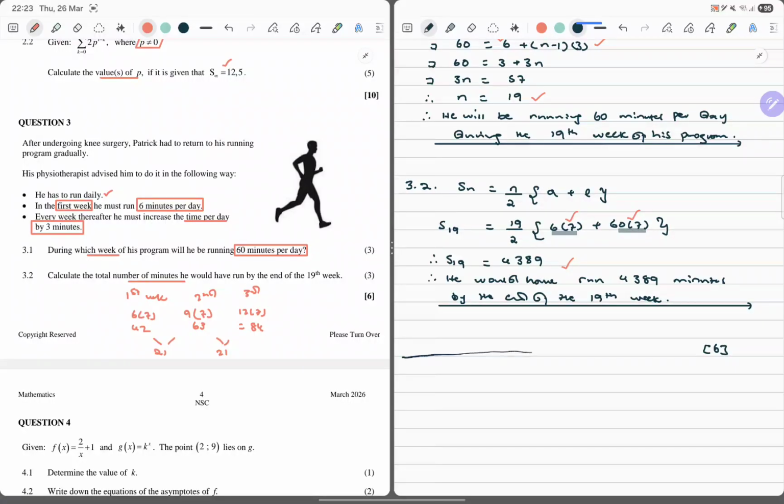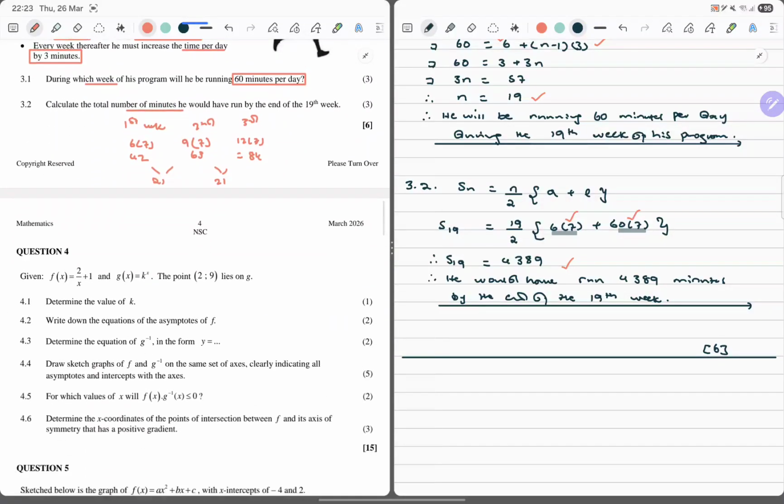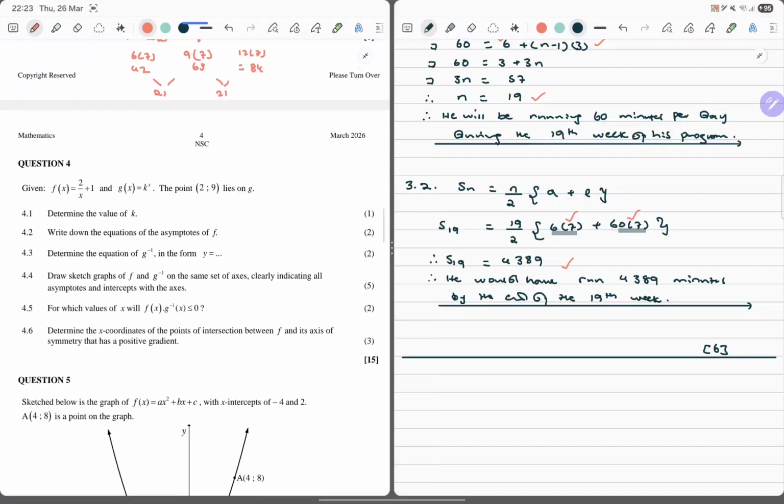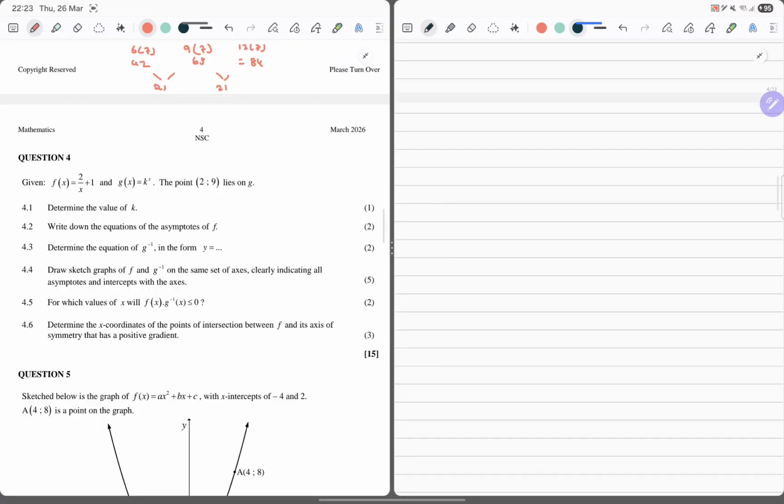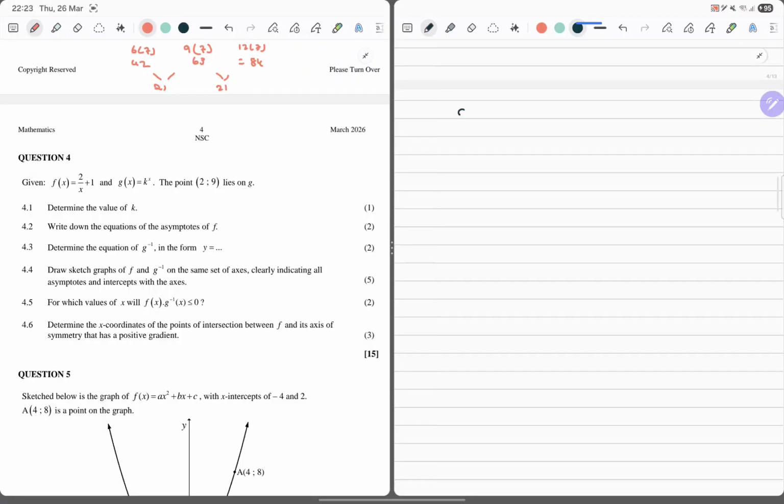So we smile forward, folks. We are doing great. So let's get to functions. Nice and easy. So question 4 says we've got f of x equals 2 over x plus 1 and g of x equals k to the exponent x, and point (2; 9) lies on g. Okay, determine the value of k.